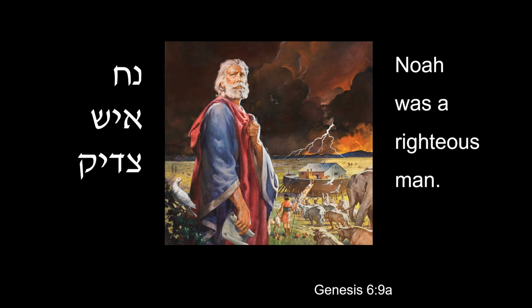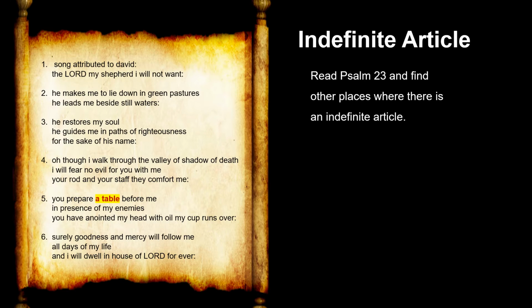Now let's look at Noah again. Noah was a righteous man. And we dropped the verb to be. And now, oh my goodness, we dropped another word. And that is called an indefinite article. I'll just let you know. So now read Psalm 23 and find other places where there is an indefinite article that needs to go. Just pause the video.